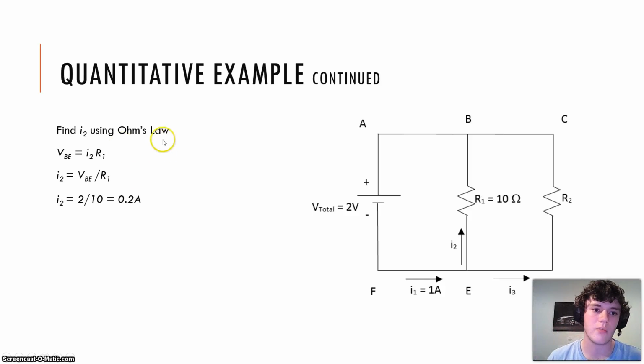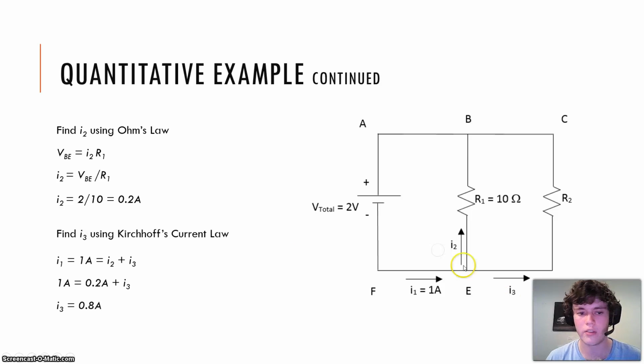So we'll start off with Ohm's law and we'll find I2. We know what the voltage is across this resistor and the resistor value. So let's find the current. V equals IR. Rearrange for I, you get I equals 2 over 10, which is 0.2 amps. Then we're going to use Kirchhoff's current law to find I3. I1 equals I2 plus I3. I1 is 1, I2 is 0.2, so I3 must equal 0.8 amps.